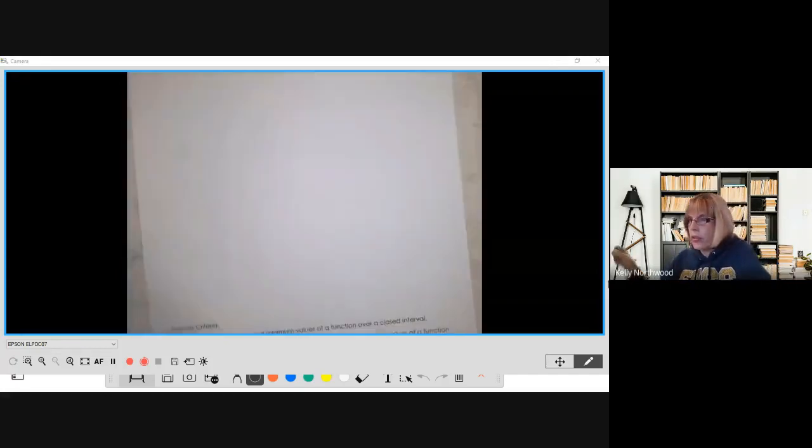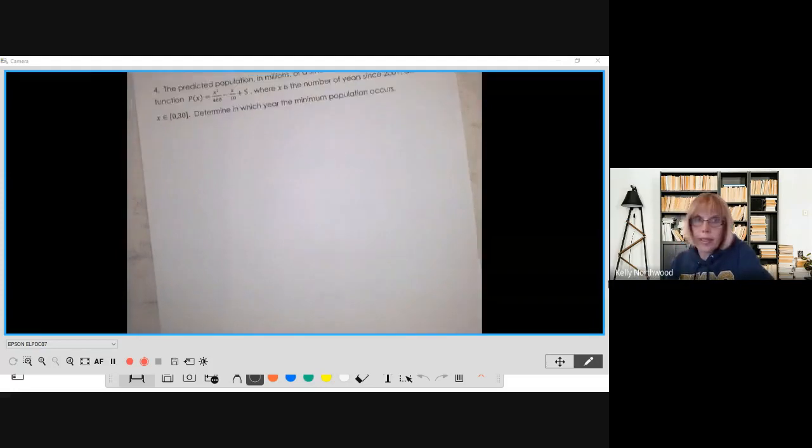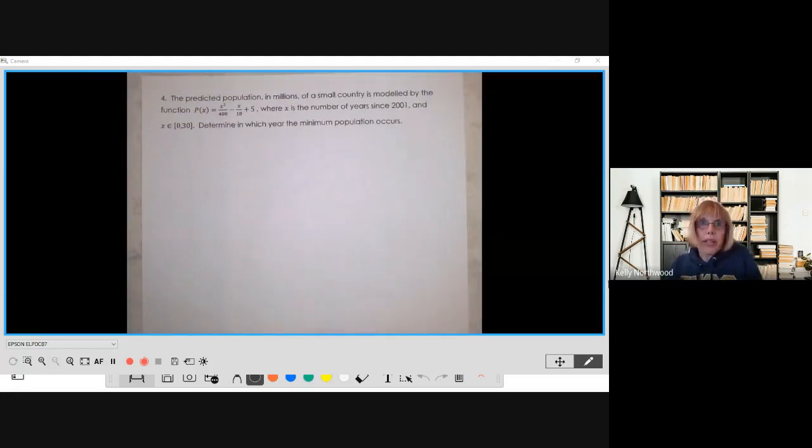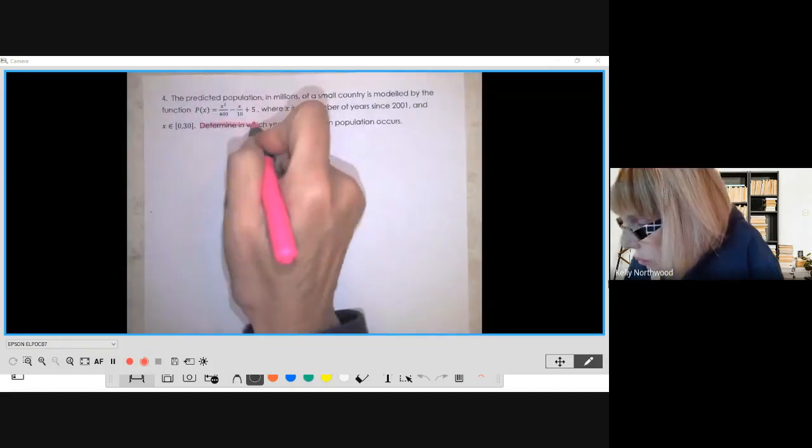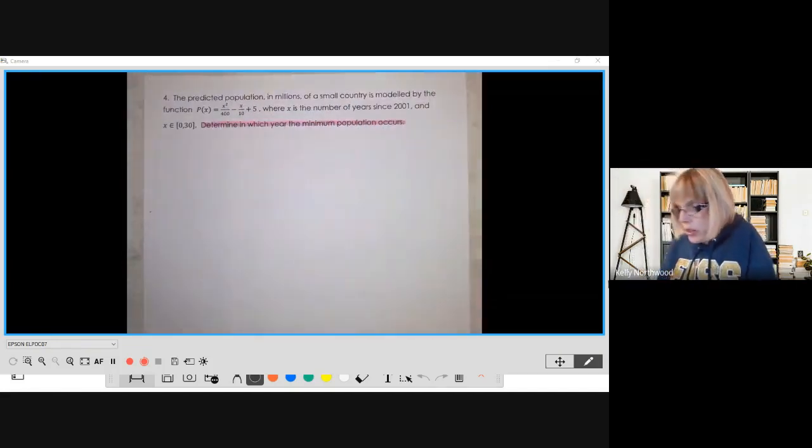Okay, and question 4. The predicted population in millions of a small country is modeled by that function, where X is the number of years since 2001 and X is in the interval 0 to 30. Determine in which year the maximum population occurs. Or sorry, minimum population occurs. So the question is determine in which year the minimum population occurs.